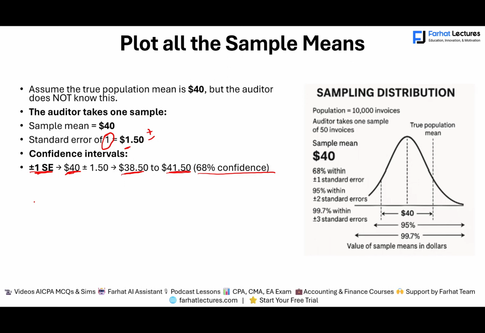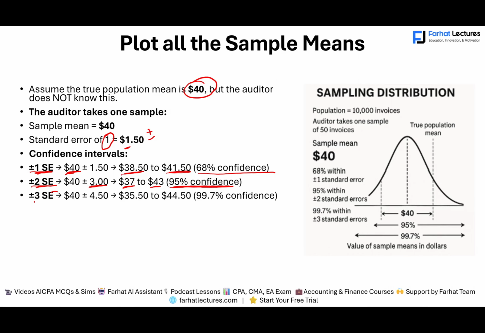Now, if we want to be more confident, if we want to be within two standard errors, which will give us 40 plus or minus 3, 3 corresponding with the 2 standard errors, we are 95% confident that the mean falls between 37 and 43. Now, the true mean is 40, but we don't know that. But with 95% confidence, we can say that. If we go with 3 standard errors, we can say with almost certainty that the true mean falls between 35.5 and 44.5. Now, notice, if you want to be more certain, we're going really outside the range.